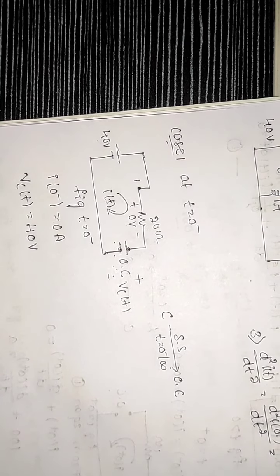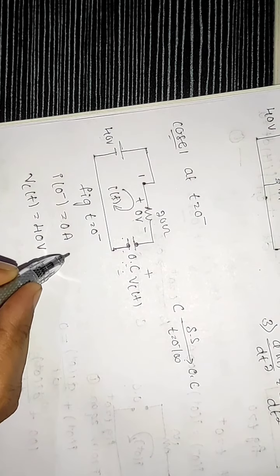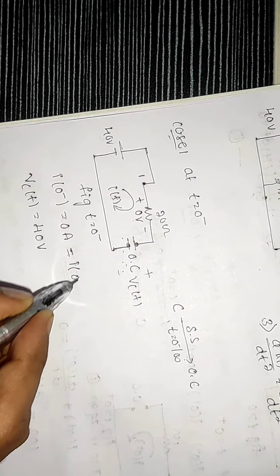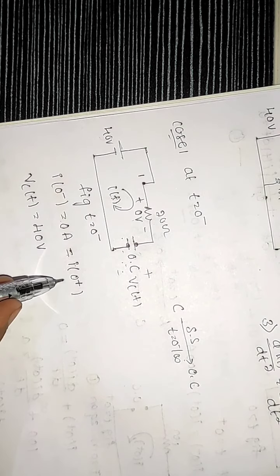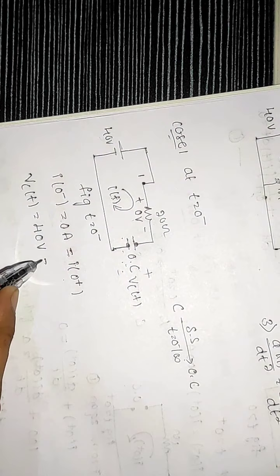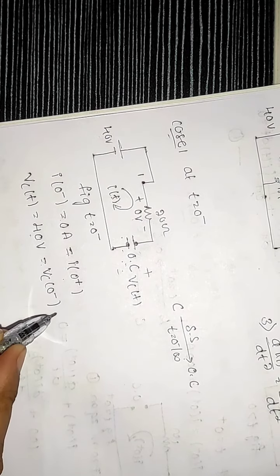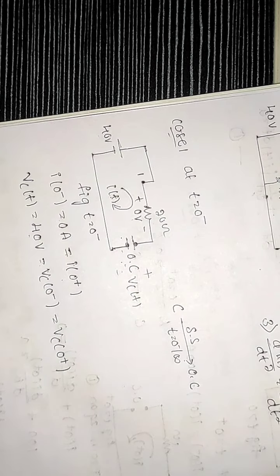So now, you know the inductor property. The inductor doesn't oppose the change of voltage, change of current, that is I of 0 minus equals I of 0 plus. So similarly in a capacitor, this voltage is Vc of 0 minus, right? That is equal to Vc of 0 plus. This is the capacitor property.